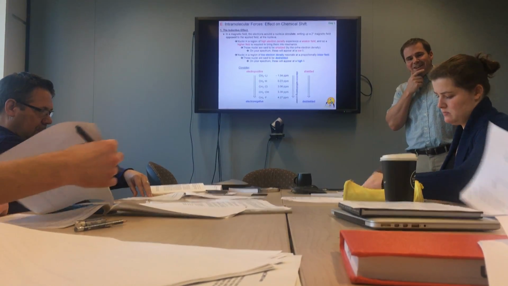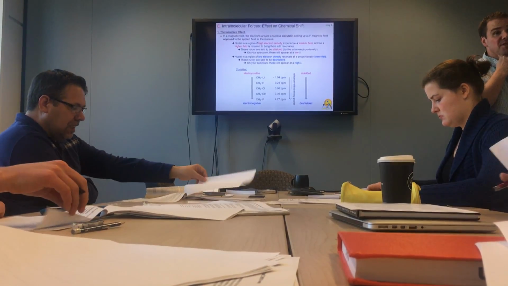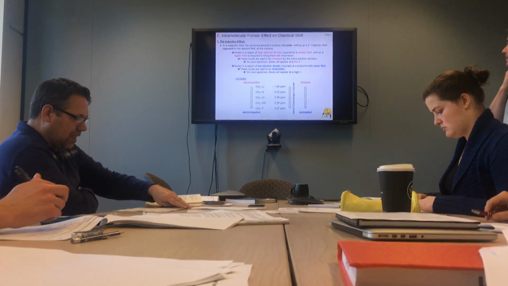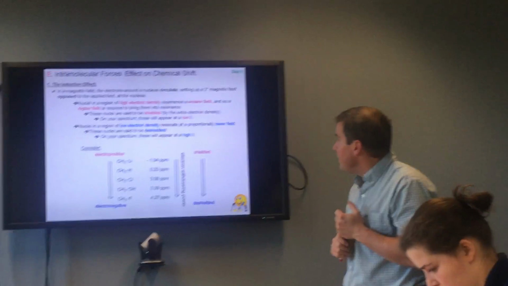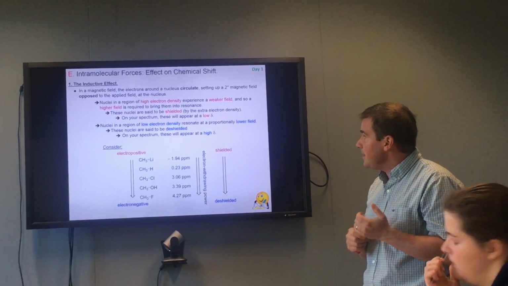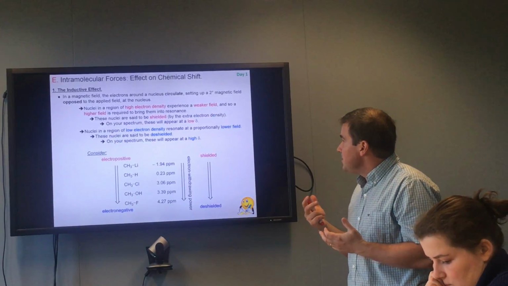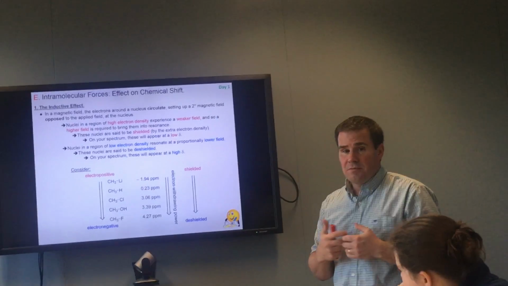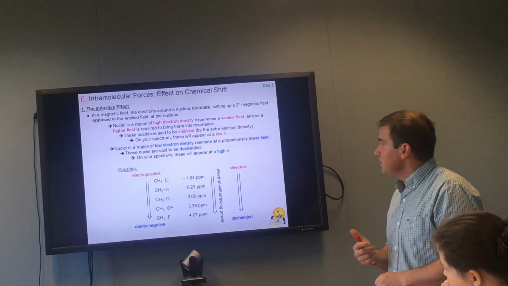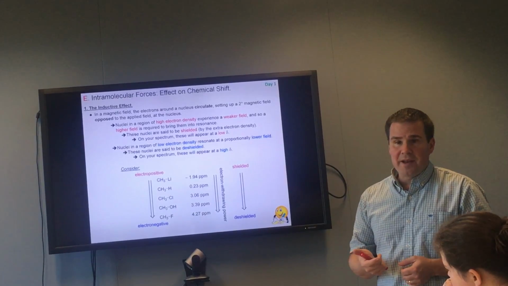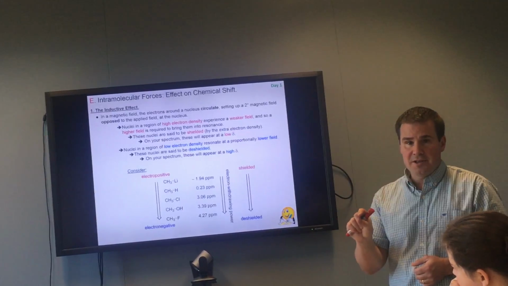So where does chemical shift actually come from? Why do we have these differences in resonant frequency? There's a few things. We're going to start by talking about the inductive effect. In a magnetic field, the electrons around a nucleus are moving around, and they're setting up a secondary magnetic field that opposes the applied magnetic field at the nucleus.